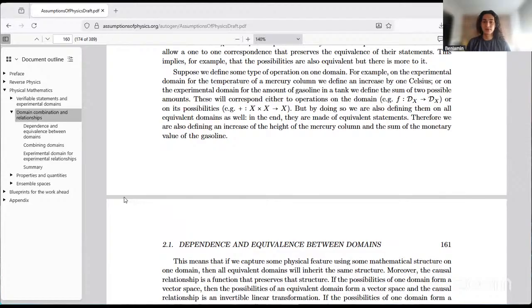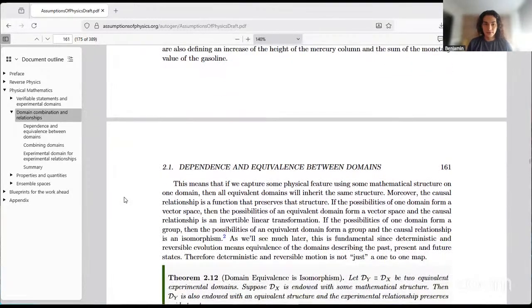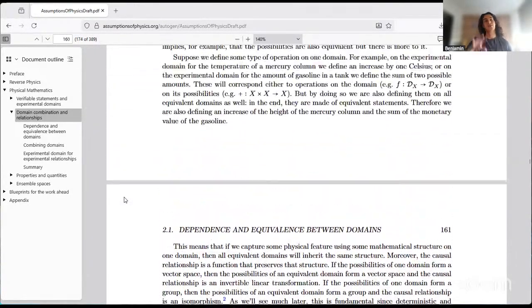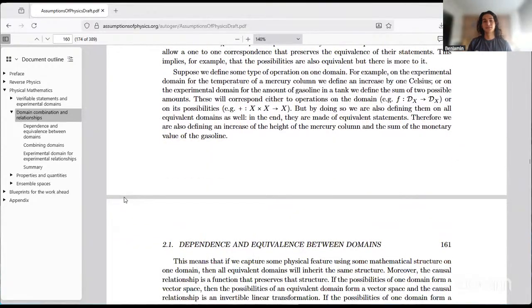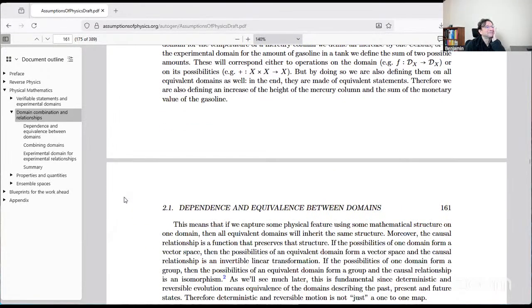But by doing so, we are also defining them on all equivalent domains as well. In the end, they are made of equivalent statements. Therefore, we are also defining an increase of the height of the mercury column and the sum of the monetary value of the gasoline. So this is like you can take an operation and push it forward through. Yeah, exactly. Or is it a pullback? It's both cases, right?